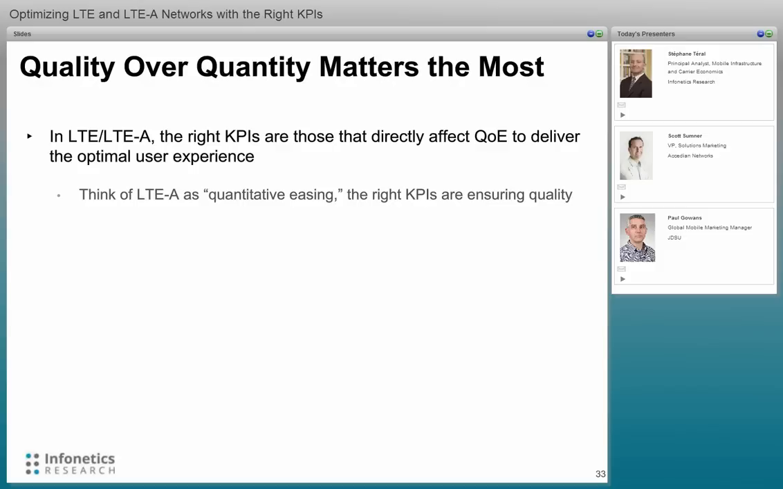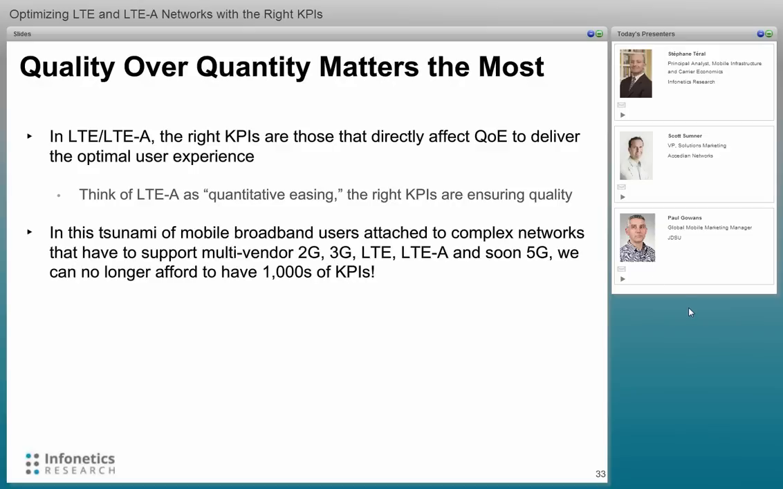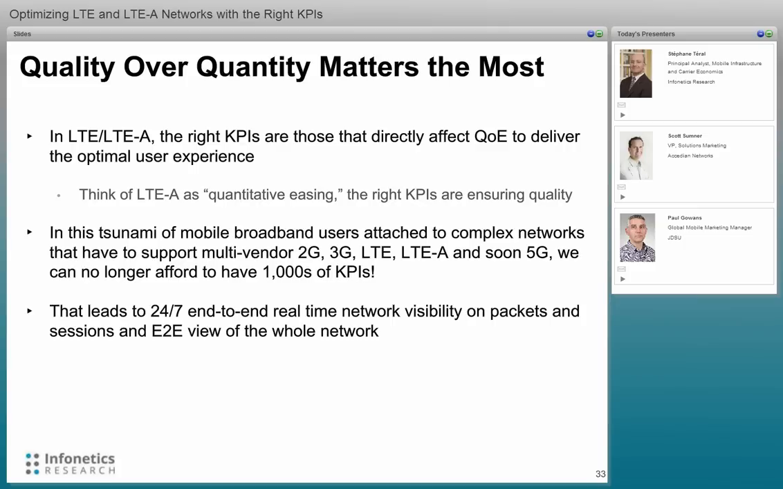And some kind of analogy is, think of LTE Advanced as quantitative easing. It means you get bombarded by more and more data, but if you have the right tool, as presented by Paul and Scott, you have the ability to get a few right KPIs that will ensure quality. And basically, yes, I started by saying that we have to deal with those multi-vendor, multi-RAT radio access technology networks with soon 5G on the corner, and we'll keep having thousands of KPIs. However, the question is, can we actually afford to have those thousands of KPIs?